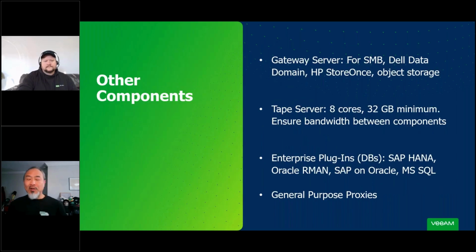Okay, so we're also going to move on to talk about some other components that you may want to put into your Veeam architecture. The first one we've already touched on a little bit is the gateway server. And this is a component that you need for any repository that is not able to house the Veeam transport agent. So in this case, for example, SMB or file share repositories will need a gateway server, as well as deduplication appliances like Dell Data Domain or HP StoreOnce. And also you'll need a gateway server if you want to use object storage as your repository.